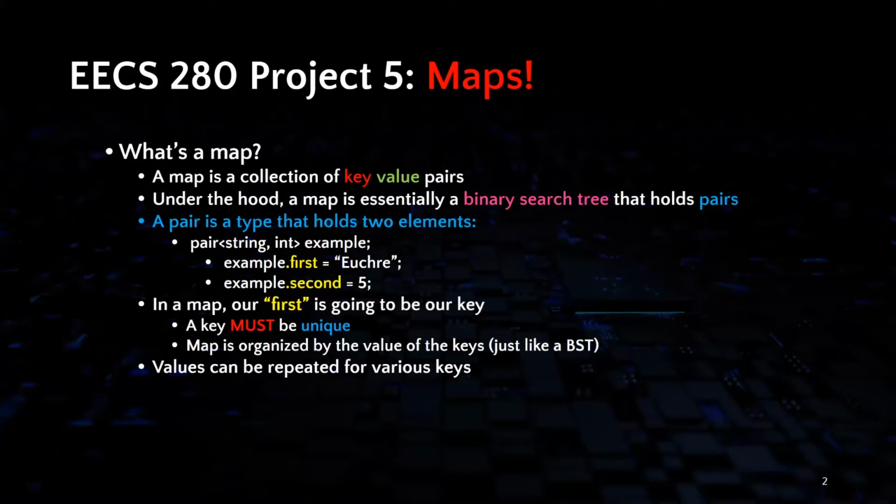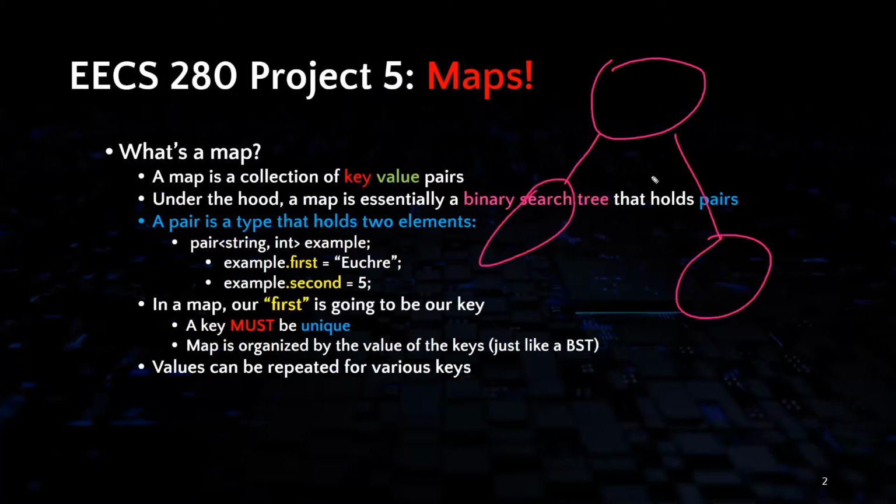I first want to get some intuition behind what map.h actually is. So essentially a map, I want to stress this a lot during this presentation, is just a binary search tree under the hood. Remember a binary search tree, we had these nodes and we had the left and right pointer and stuff, and we had values associated with these nodes. All a map is, is a binary search tree of pairs.